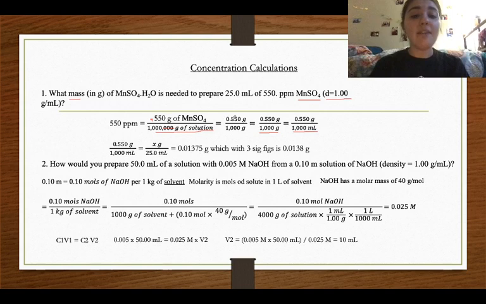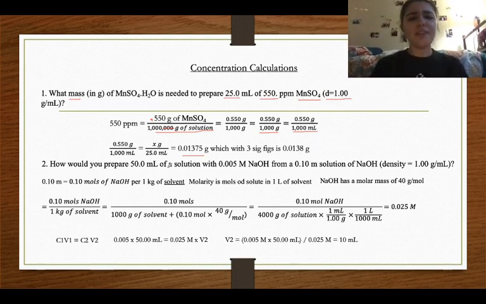You could have done 550 grams per a million milliliters, but that's just hard to type out in a calculator. It takes too much time. But you still would have gotten this number here, which with 3 sig figs, again, we got 3 sig figs going on, 3 here, etc. You would have gotten 0.0138 grams.